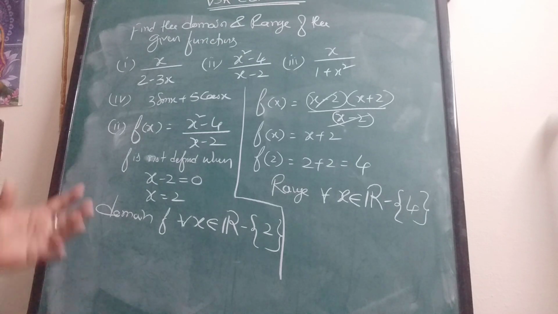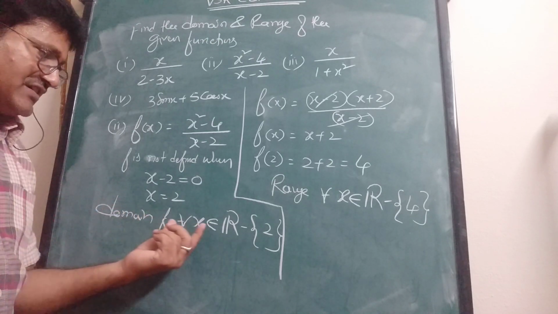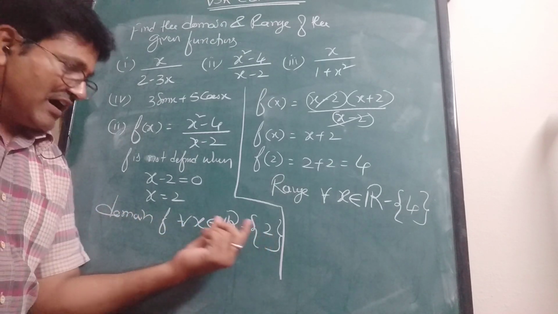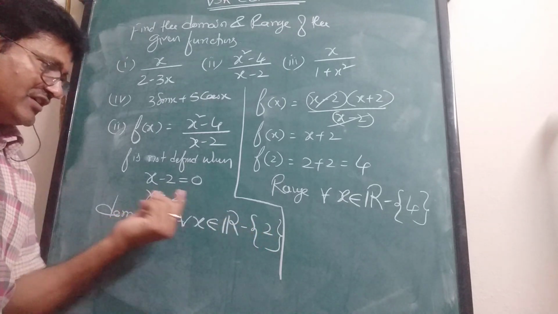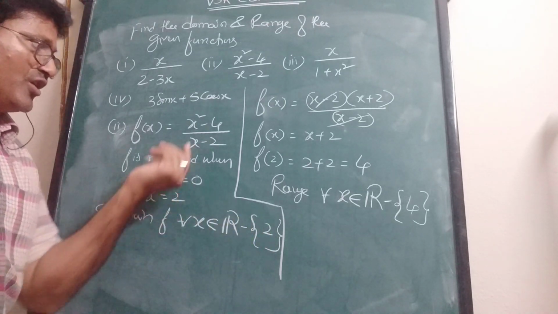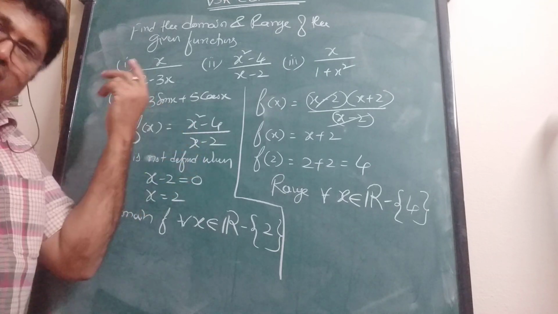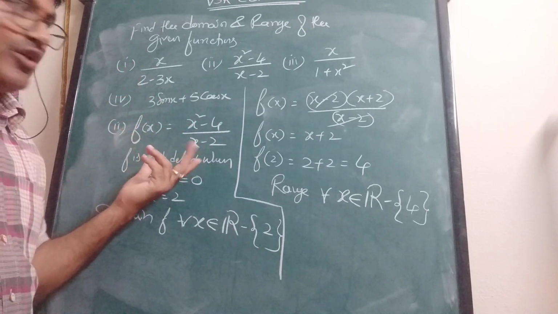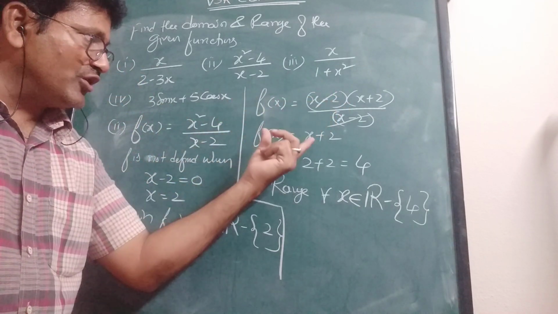Have you understood? Once again, the domain of f is given as R minus 2, where 2 is not defined here. Whenever x is 2, that function is not defined as it goes to infinite. So we can solve this one like this. You got x plus 2.